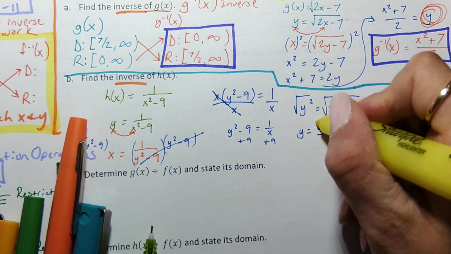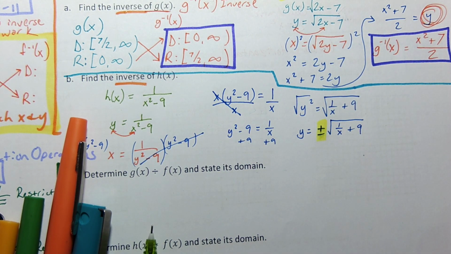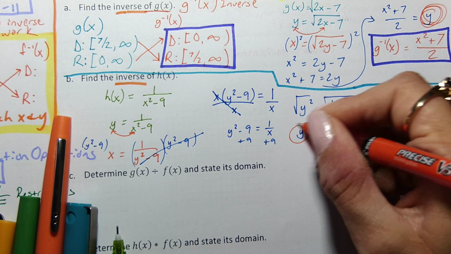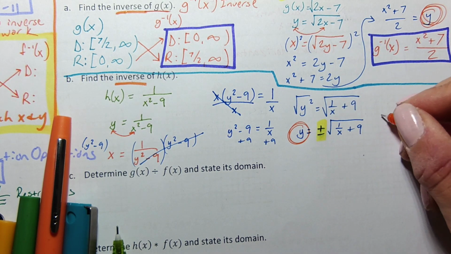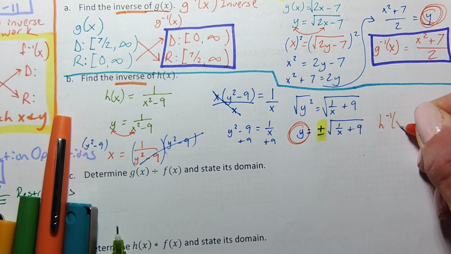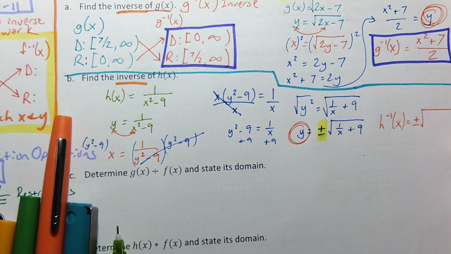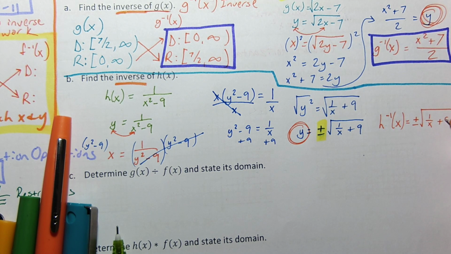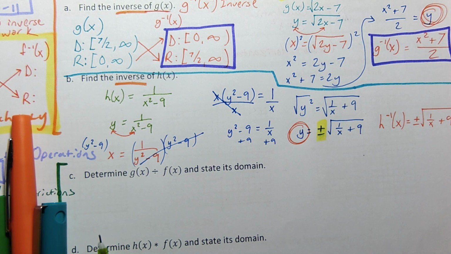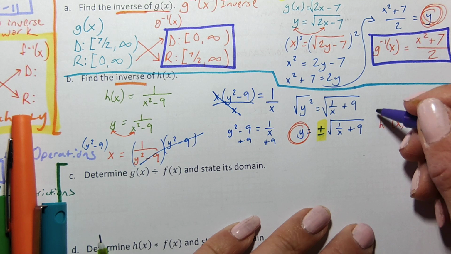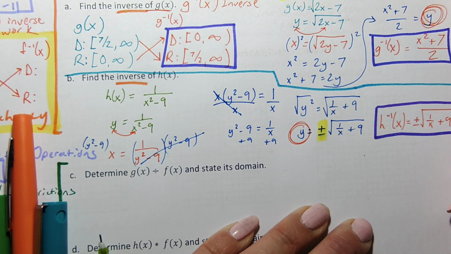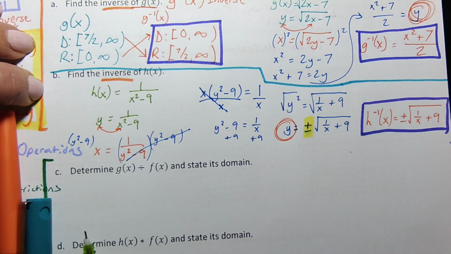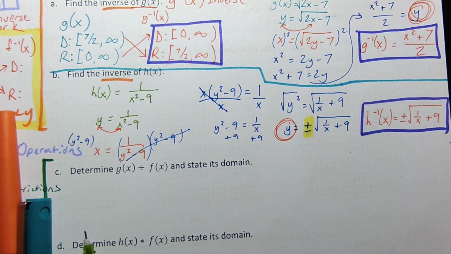So that's a big one because we're square rooting as an operation. And the final step is replacing that y with that inverse notation. So h to the negative 1 of x equals plus or minus the square root of 1 over x plus 9. So yep, that stuff under the square root is super gross, and it just stays super gross. And that's what the inverse equation would be.